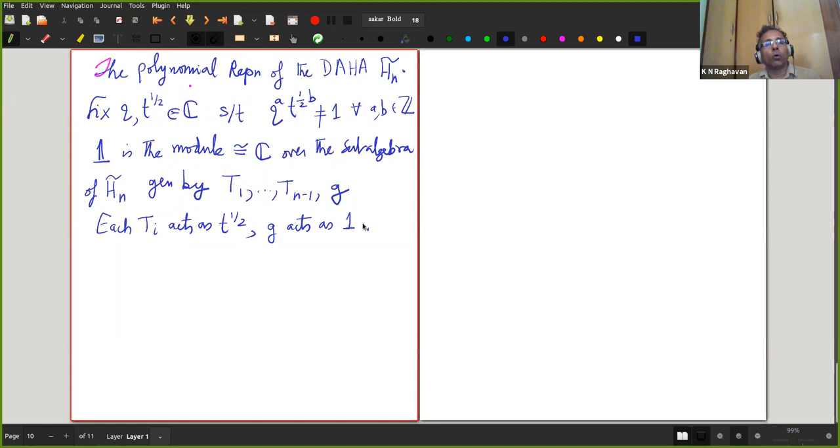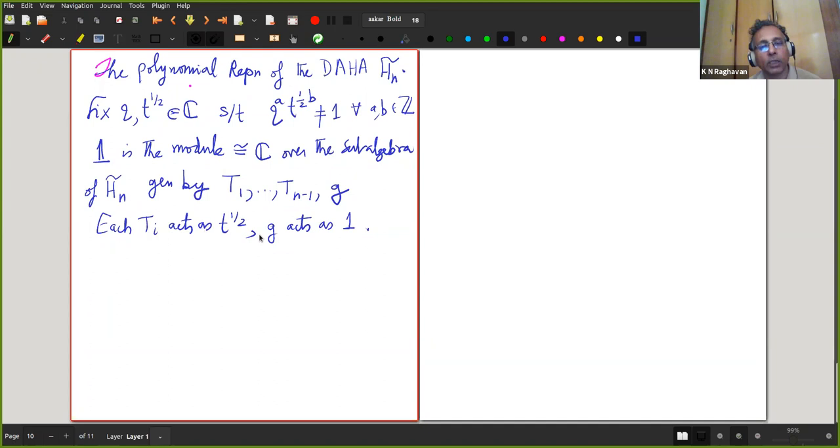So what we are saying is, look at the subalgebra generated by these T1 through Tn minus 1 and G of the DAHA. Now, for that subalgebra, there is a one-dimensional module, with Ti acting as T to the power half and G acting as 1. Of course, this needs some justification.